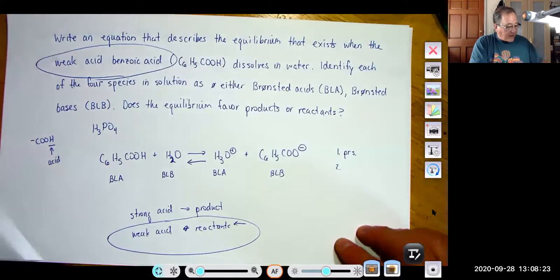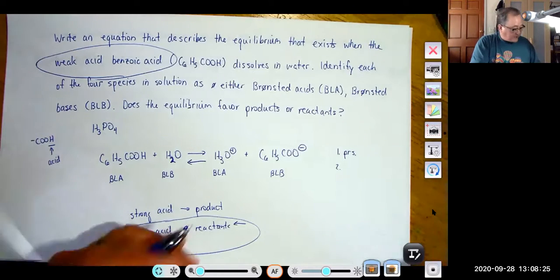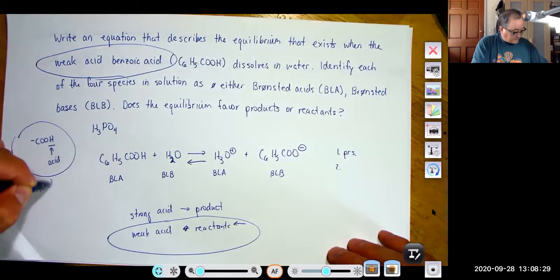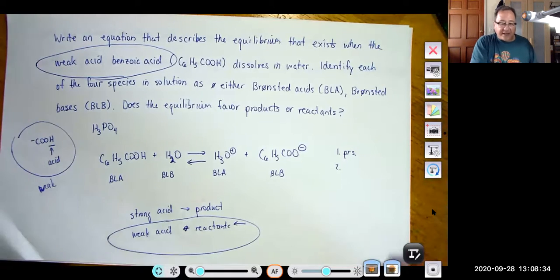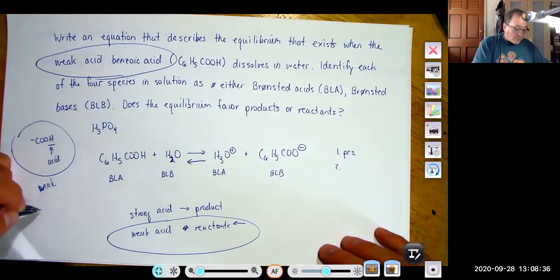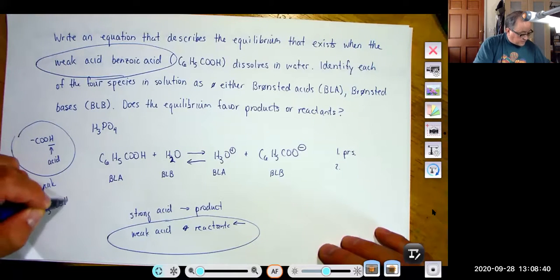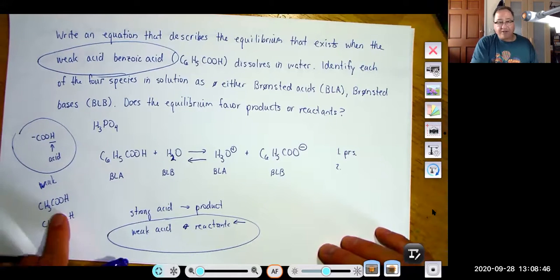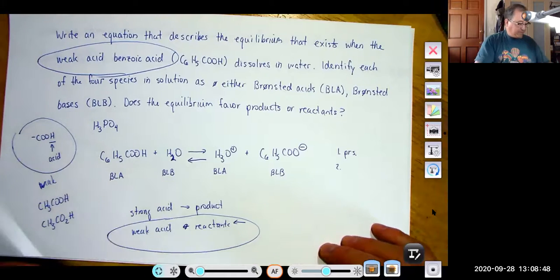Now, there's something else I do want to tell you. Whenever you see this, that's a weak acid. Whenever you see that, that's a weak acid. You might see it another way though. So this is a weak acid. Here's another way they write it. CO2H instead of COOH. Okay.